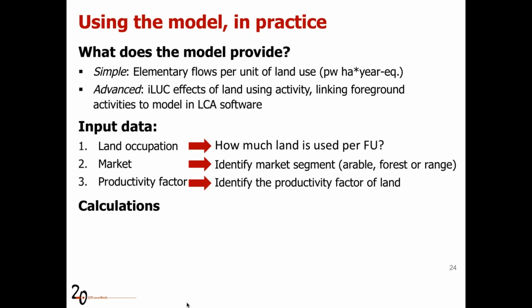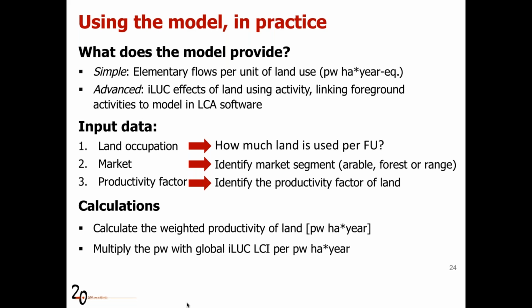Then with the productivity factor, you can do some basic calculation. First, you can calculate the weighted productivity of land, so the productivity weighted hectare per year, by multiplying the factor times the net primary productivity of your land. Second, you can multiply the productivity weighted hectare with the global indirect land use change lifecycle inventory that you have obtained per productivity weighted hectare per year. So only 3 input data basically, and 2 simple calculations, 2 multiplications.